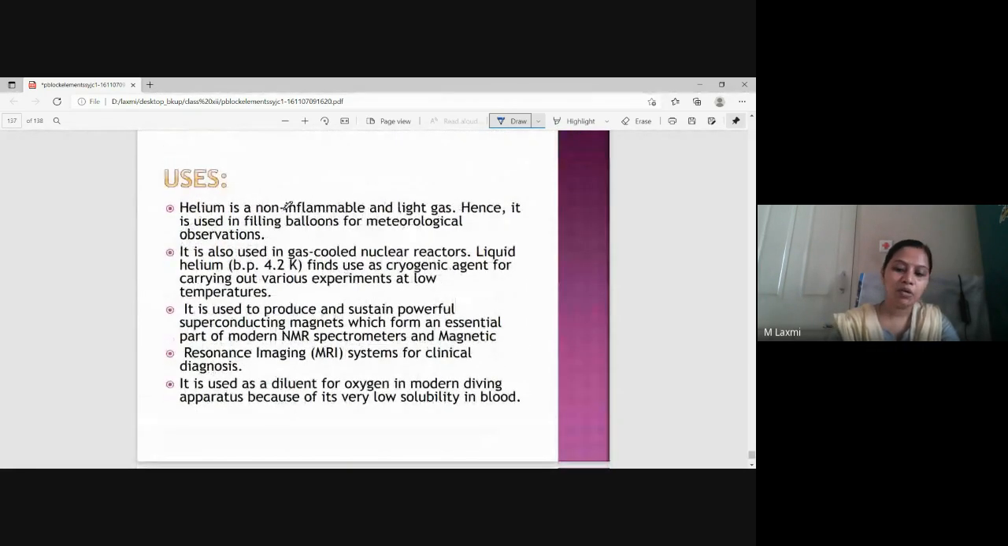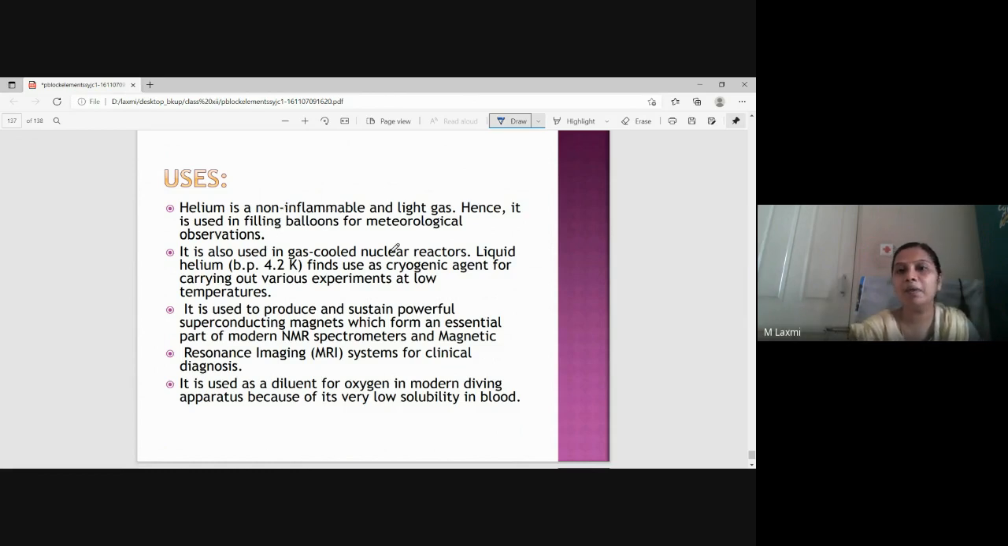Why we didn't study about chemical property? Because it's chemically inert, so we are not dealing with any chemical property for these noble gases. So the last part is uses. Under uses, helium is a light gas, it's non-inflammable. You know where it is used?